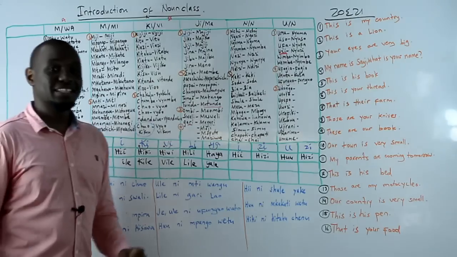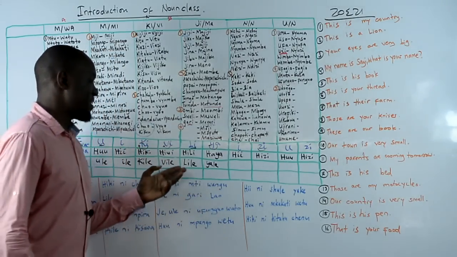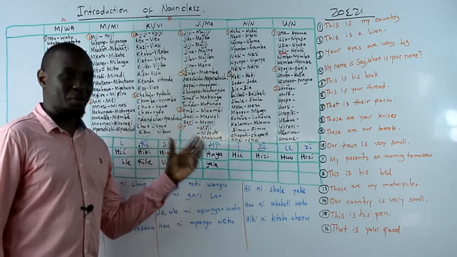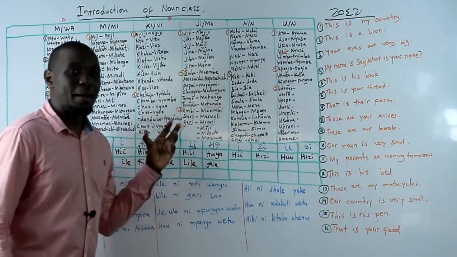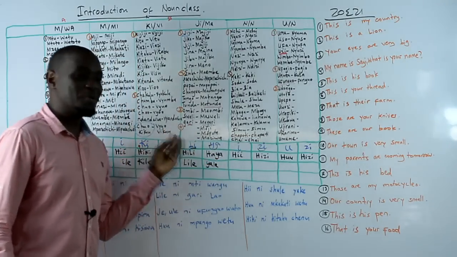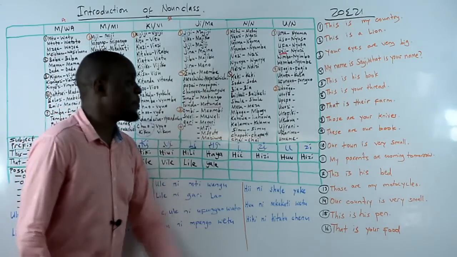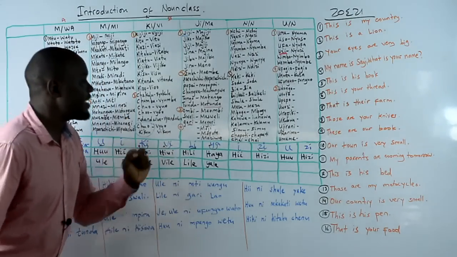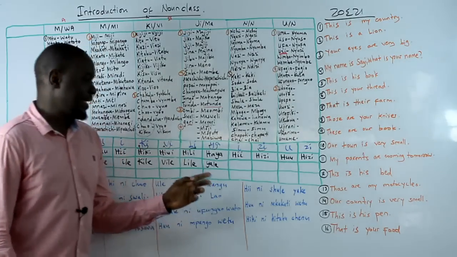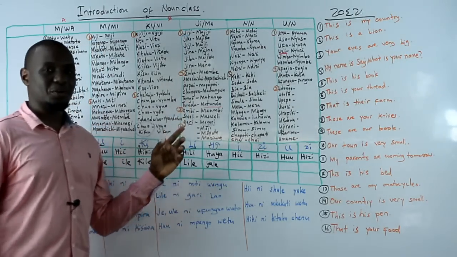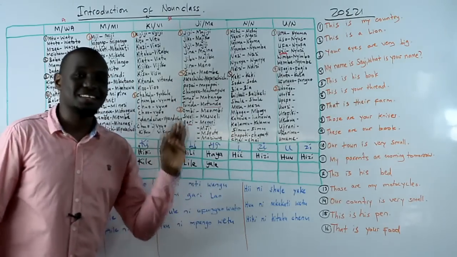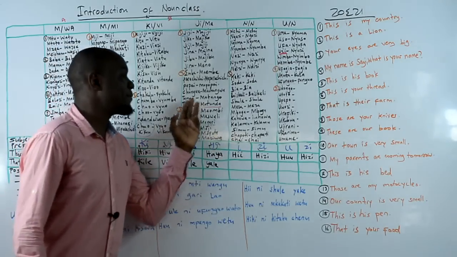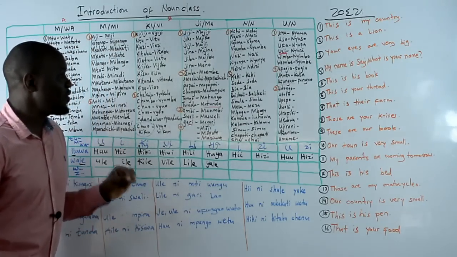Papai. That is the papaya. You say, lile ni papai. Those are papayas. You say, yale ni mapapai. You know papaya. Okay. And how do you say, that is the cucumber? You'll say, lile ni tango. Tango, not the music. Tango in Swahili is cucumber in English. Those are cucumbers. Yale ni matango. Okay? And how do you say?